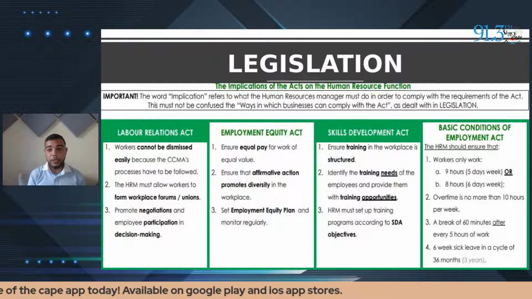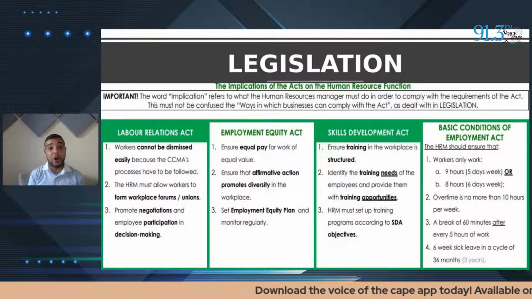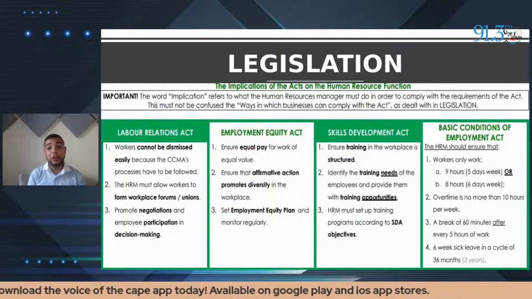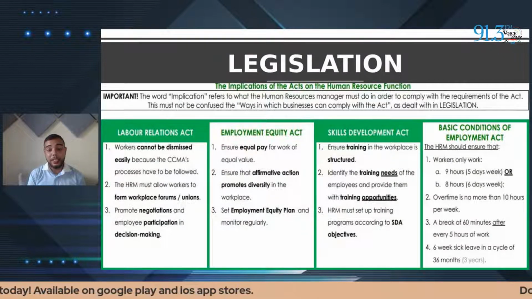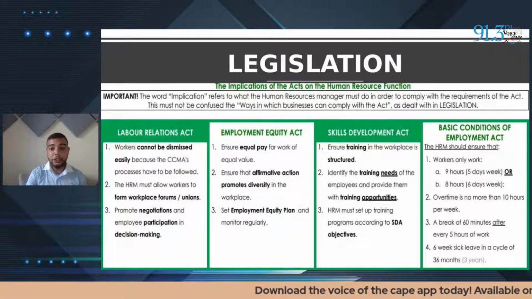Overtime is no more than 10 hours per week, a break of 60 minutes after every 5 hours of work. 6 weeks sick leave in a cycle of 36 months, meaning you will get 6 weeks leave over a period of 3 years. That you need to know because that will come in, guys.